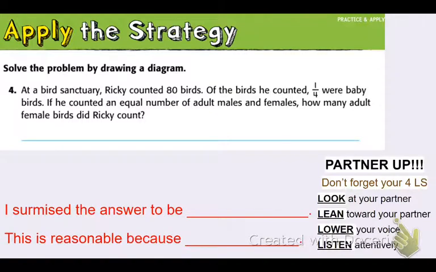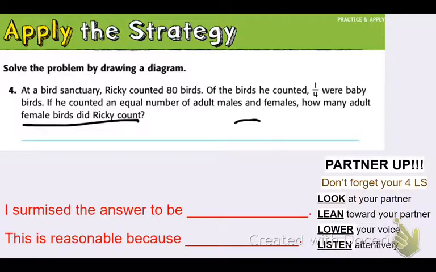All right, Bobcats, keep working on that problem solving. At a bird sanctuary, Ricky counted 80 birds. Of the birds he counted, 1/4 were baby birds. If he counted an equal number of adult males and females, how many adult female birds did Ricky count? So I need to know how many female birds he counted. Okay, I understand that.